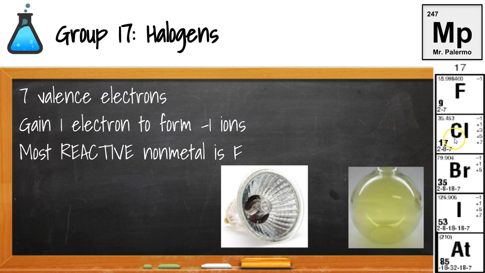Group 17 are called the halogens. If you look at their configuration, they all have 7 valence electrons, and they all gain 1 electron to form -1 ions, and these are the most reactive nonmetals, with fluorine being the most reactive. So unlike the metals, they actually increase reactivity as you go up the group.